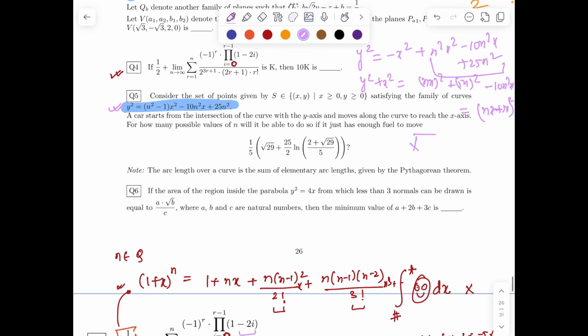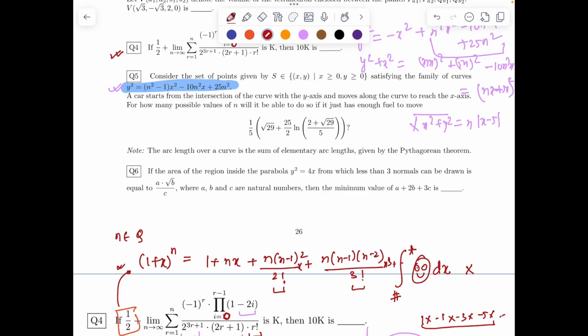Now you take a square root on both sides. The square root of x square plus y square represents the distance of a variable point x comma y from the origin, and x minus 5 represents the distance from x equals 5. So the ratio of distances is n. So n is the eccentricity over here. They have mentioned n is an integer, so n is in fact a natural number.